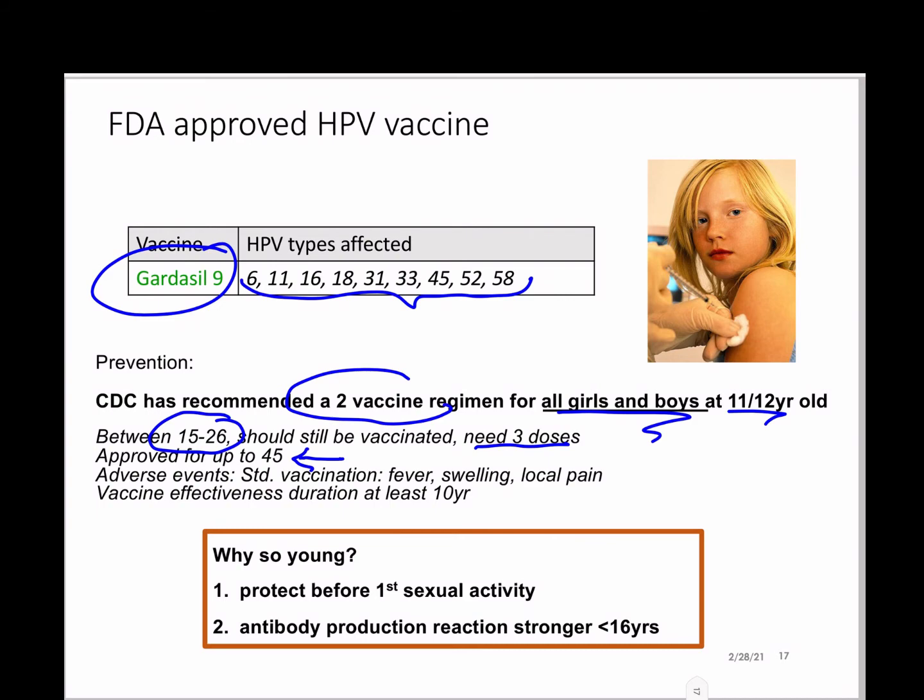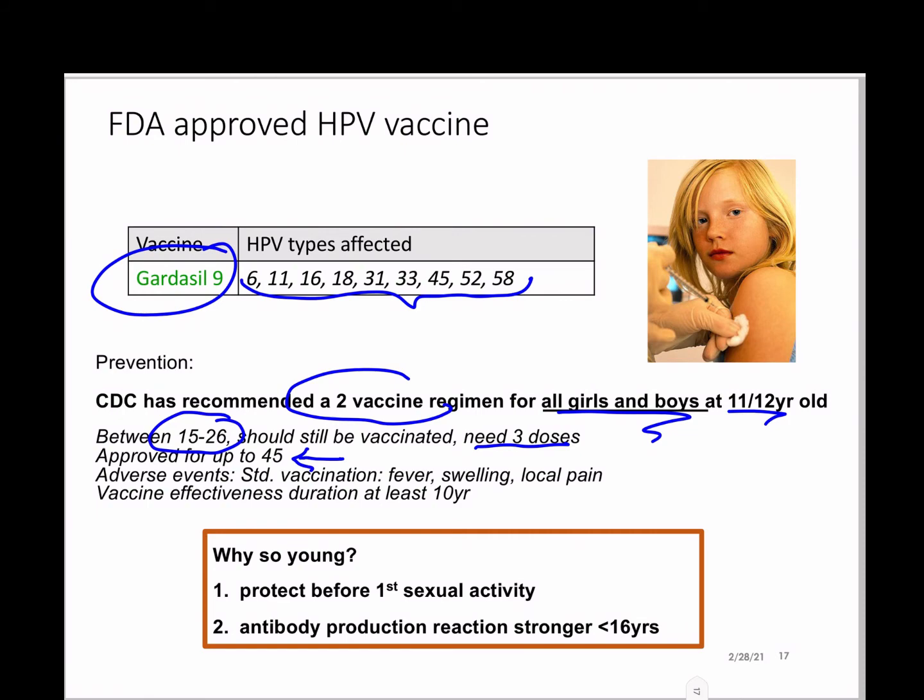So if you are at risk of getting HPV and you're 40 years old, then you should probably still go ahead and get vaccinated. The adverse effects of the vaccine are just the standard vaccine side effects of muscle pain, swelling, fever. And so far, we have a duration of action of at least 10 years.